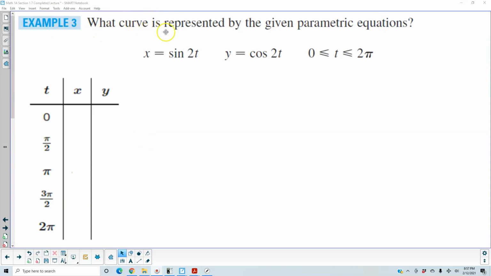Example 3, what curve is represented by the given parametric equations? We have x, which is equal to the sine of 2t, and y is equal to the cosine of 2t, where t is in between 0 and 2 pi. So let's go ahead and plug in and find out what x is.